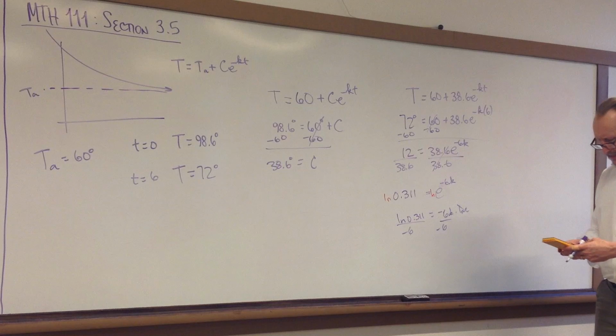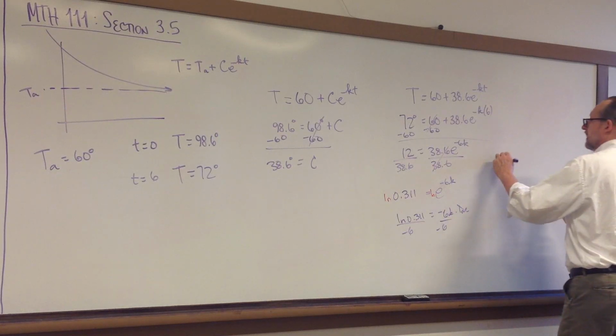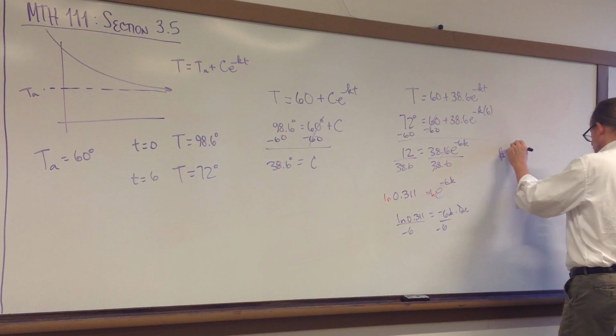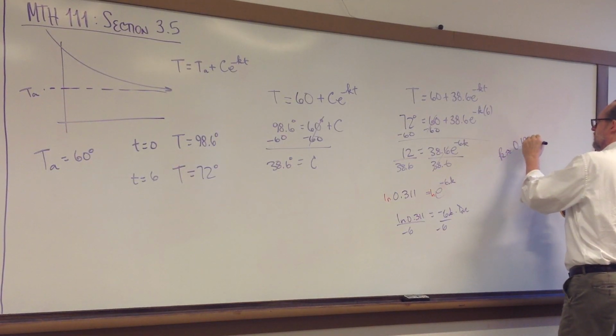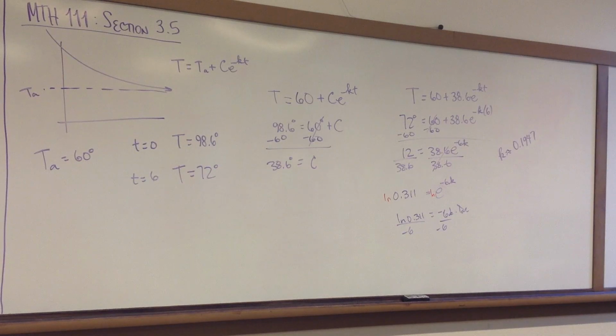So, ln 0.311 divided by negative 6. k is going to be approximately 0.1947, let's say. And that's all they're asking for in problem 6.